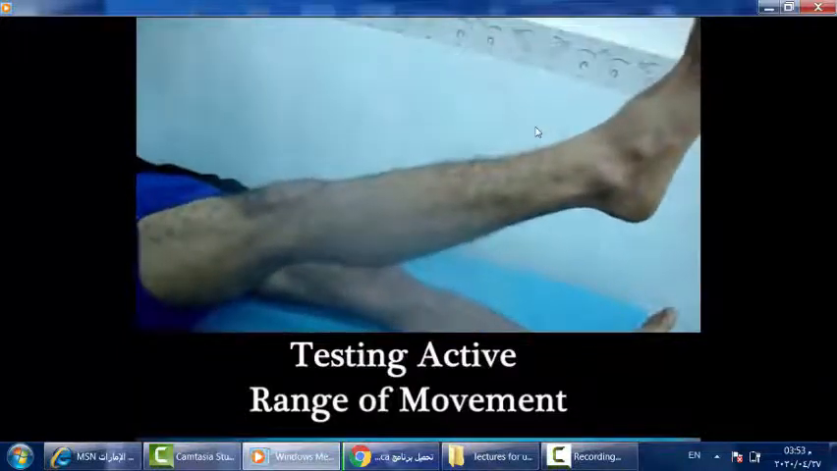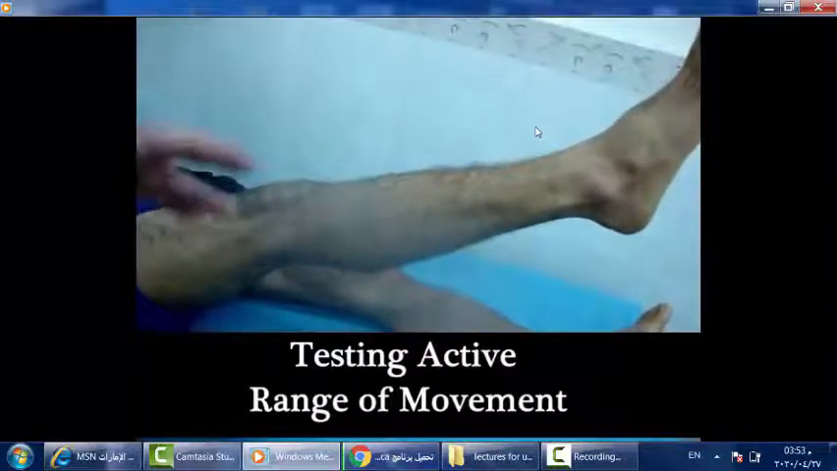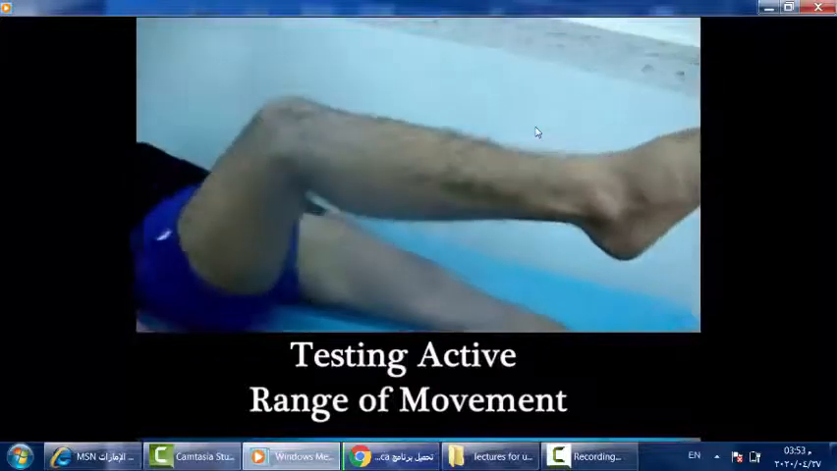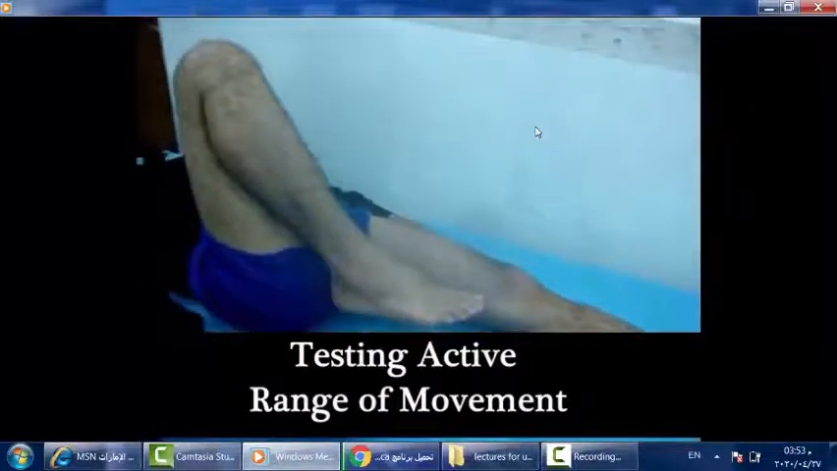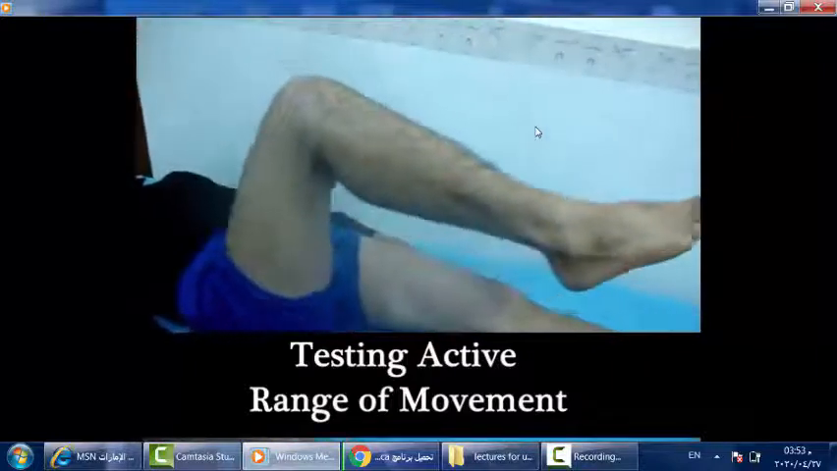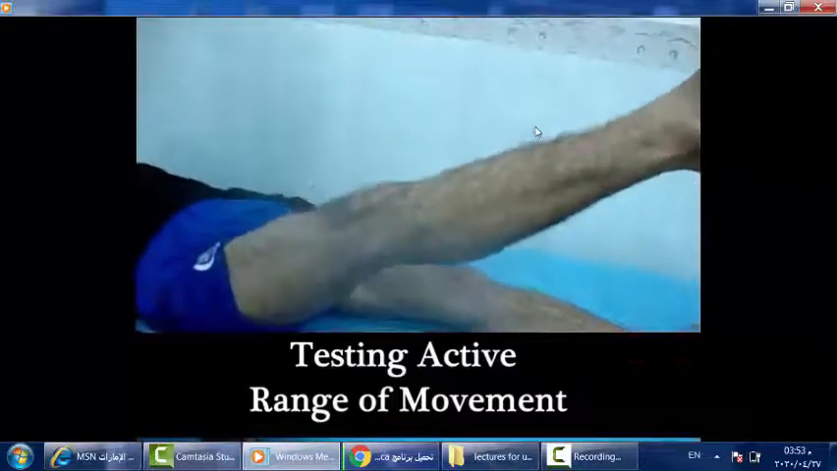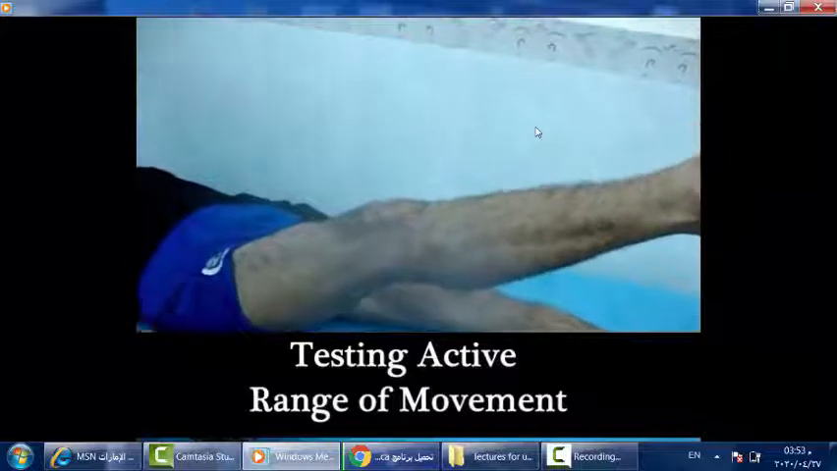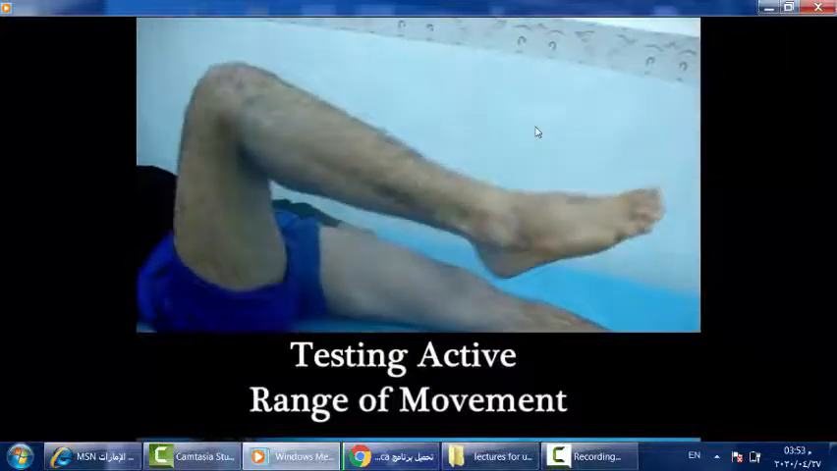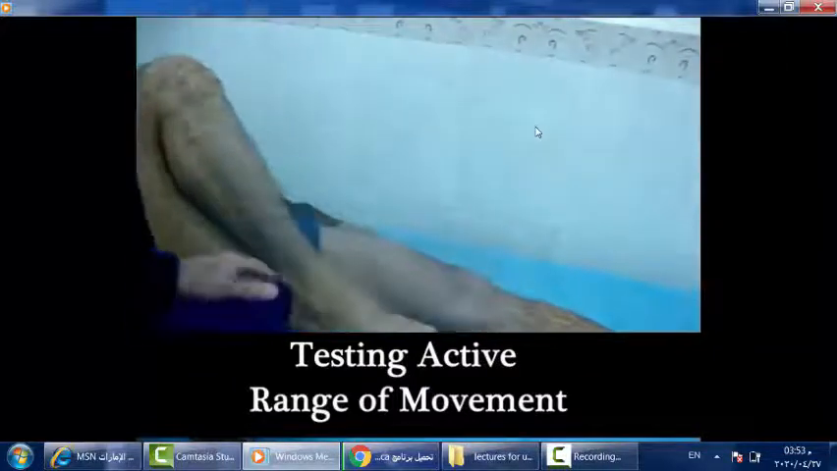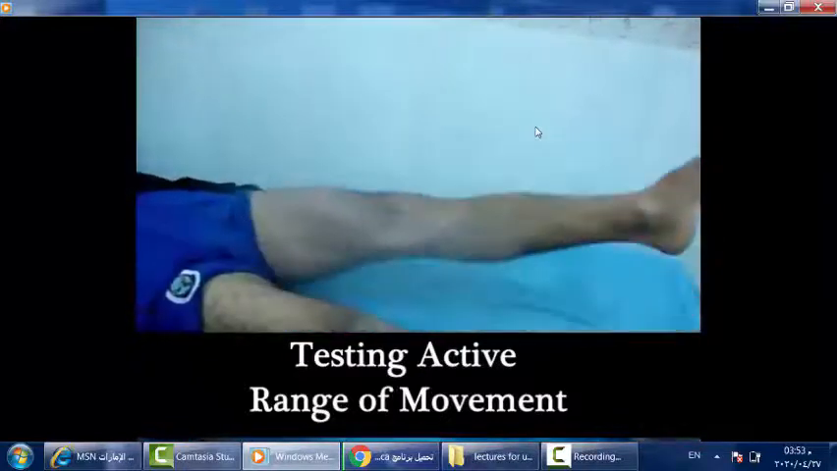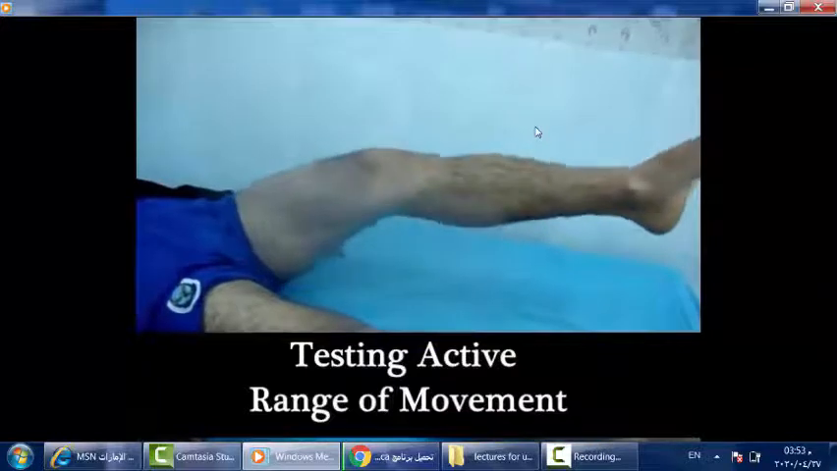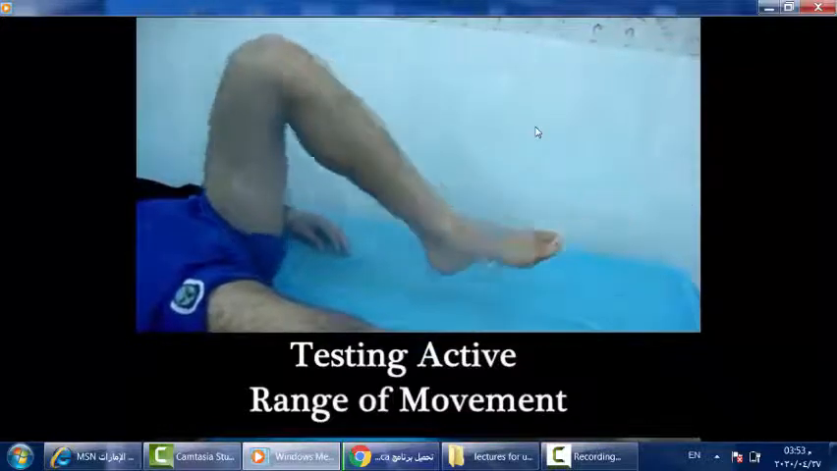And then you have to perform the range of motion, active range of motion, flexion and extension. The flexion is completely limited by attachment of the posterior skin of the calf to the skin of the thigh posteriorly, and the extension is around 180 degrees. You should compare it with the other side to compare the range of motion.